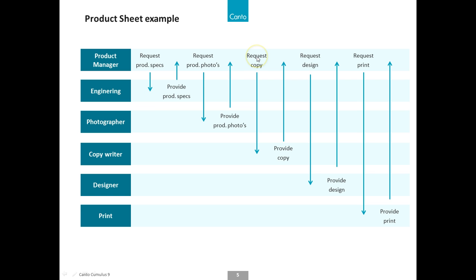And then the product manager might need text for this product sheet, so he asks a copywriter to provide him with this text. And once the copy is provided, the product manager can contact the designer to create this new design, which then is back provided to the product manager. And finally it goes to print or other media. As you can see, all these steps just for one document.